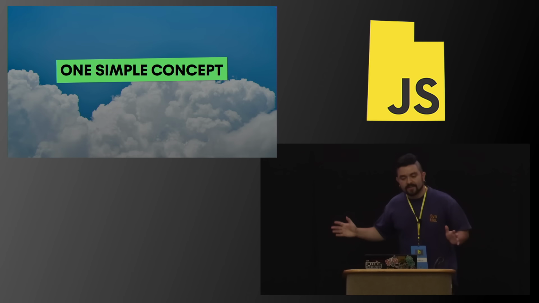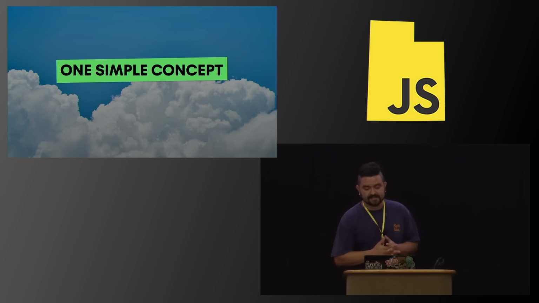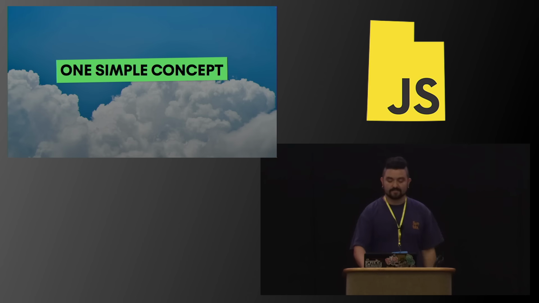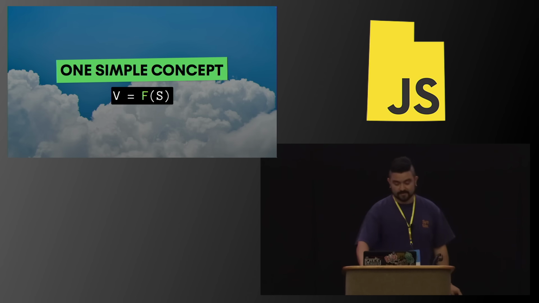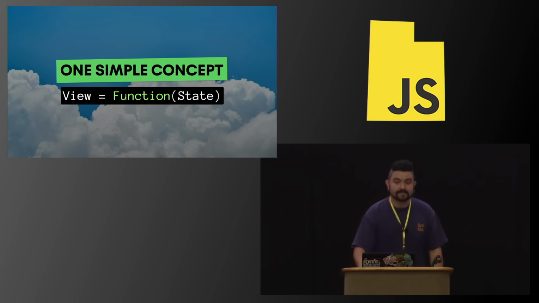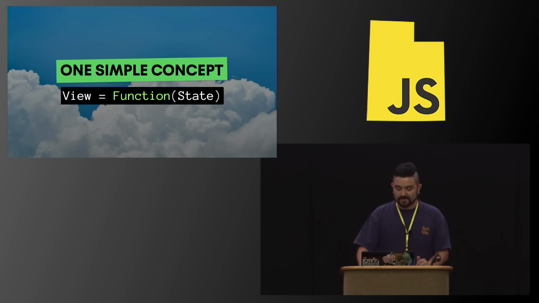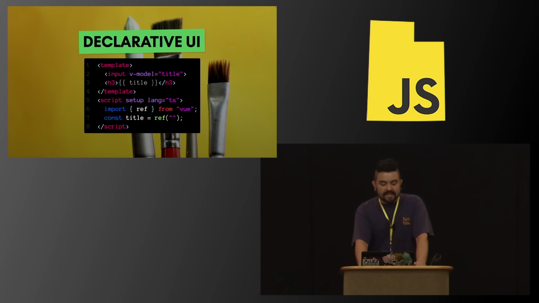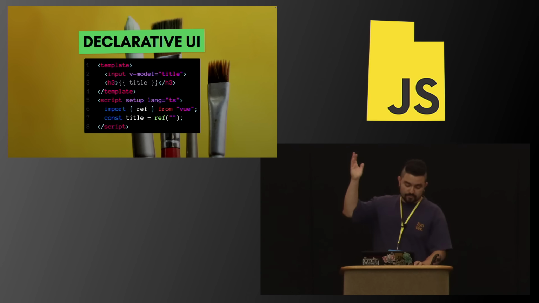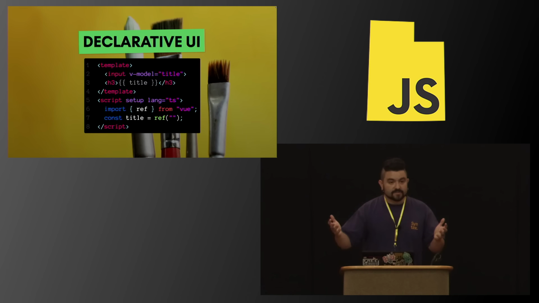So pretty much all of front-end development these days lies on top of a single concept. V equals f of s, or the View is a function of state, otherwise known as declarative UI, right? So when we write our components, we can write them in a way that is declarative. This Vue component here just says, render out the title in that H3. If the input ever changes, update the title behind the scenes, and the view is going to automatically update. So this is declarative UI. This is a view as a function of state.